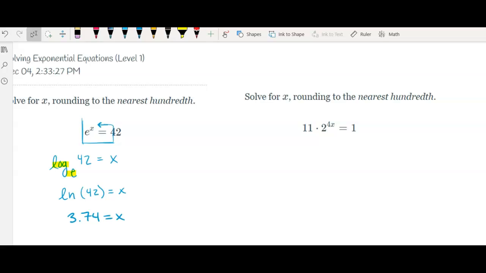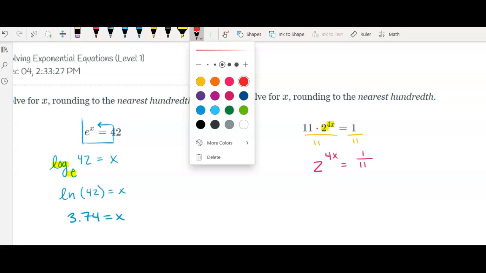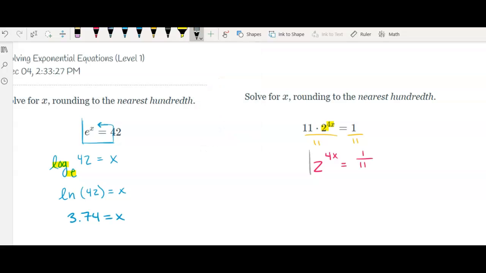Before we can switch it to log form, we have to have the base and the exponent all by themselves. So this 2 to the 4x needs to be by itself first. So I'm going to divide both sides by 11. So I'll have 2 to the 4x equals 1 over 11. And now I'm going to switch it to log form. 2 is going to become my base, 1 over 11. So log base 2 of 1 over 11 equals 4x.